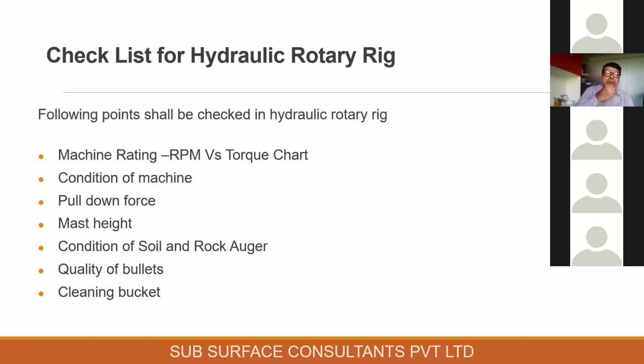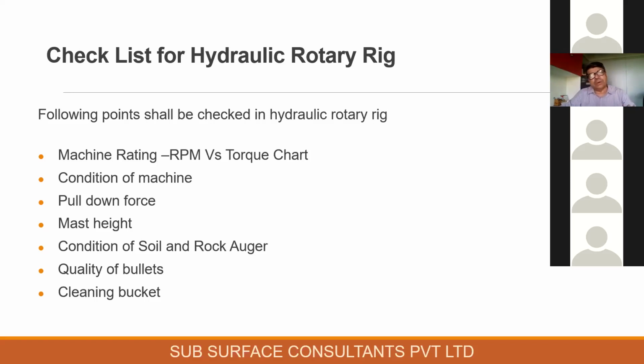Then the quality of bullets. The bullets basically have a core, and in the core, carborundum, which is tungsten carbide, is inserted in the bullets. The quality of bullets becomes very important because when cutting through the rock, you require adequate strength. Angle and strength also become very important. So the quality of bullets is also important.